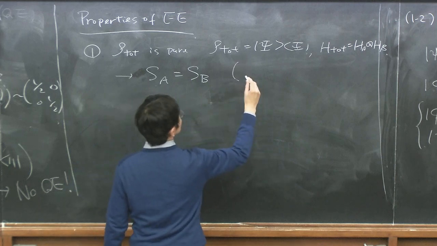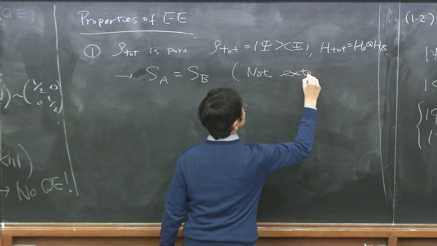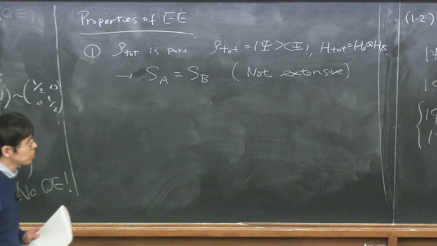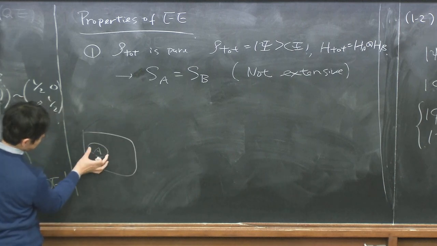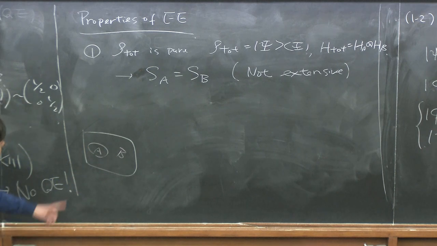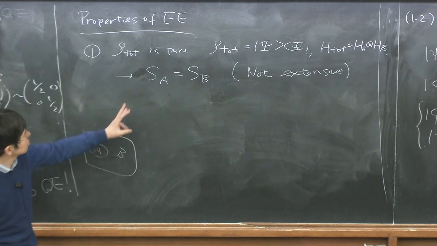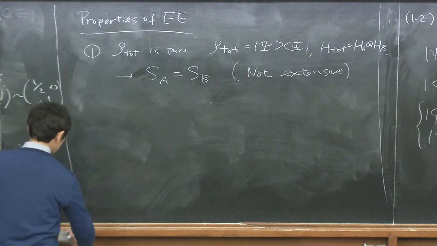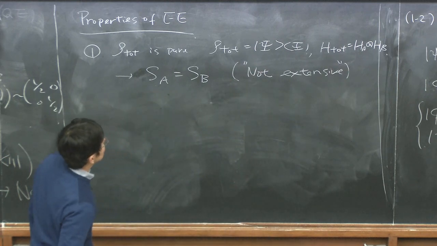This means that it is not extensive. Usually thermodynamic entropy is extensive, proportional to volume. But here we can imagine A is a very small Hilbert space and B is very, very large. Nevertheless, if we assume the total system is pure, then this is always true. Even though B is large and A is small, this is always true. So that means there is no extensive property. This is a very important point: quantum entanglement is not extensive.